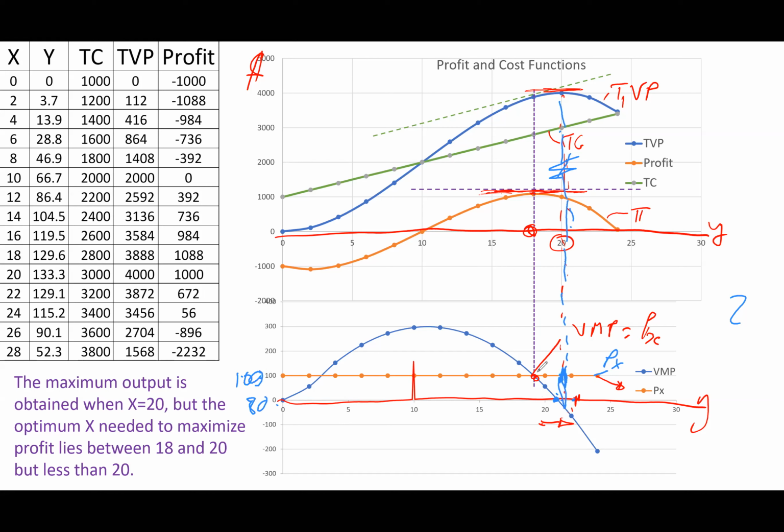So the maximum output is not the same as the optimum profit. And that's what we see here on this graph.